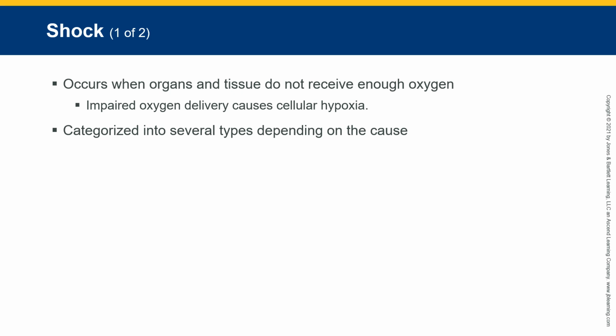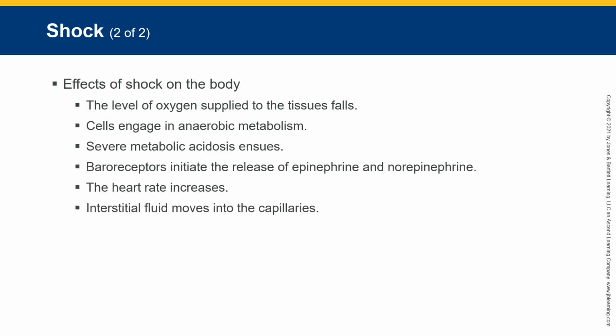If this continues to happen, you start to get into what's called shock. And this is a thing that happens when your organs and tissues don't receive enough oxygen. You're getting hypoperfusion. Impaired oxygen delivery can cause cellular hypoxia, and based on whatever signs and symptoms you've got and whatever the cause is, we categorize shock into different kinds. It gets its own chapter. We'll talk about it again, but it is noteworthy here and important to bring the concept to your attention early.